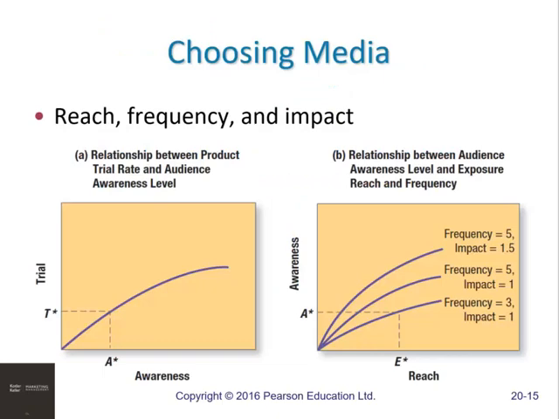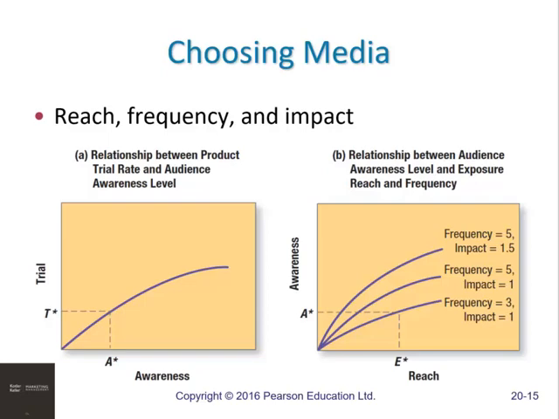Media selection is finding the most cost-effective media to deliver the desired number and type of exposures to the target audience. The advertiser seeks a specified advertising objective and response from the target audience. Let's say, for example, a target level of product trial. This level depends on many different things, including the level of brand awareness. Suppose the rate of the product trial increases at a diminishing rate with the level of audience awareness, as shown in figure 20.2a.